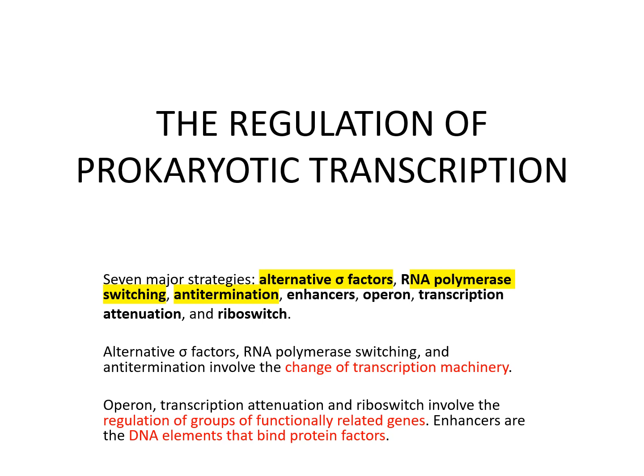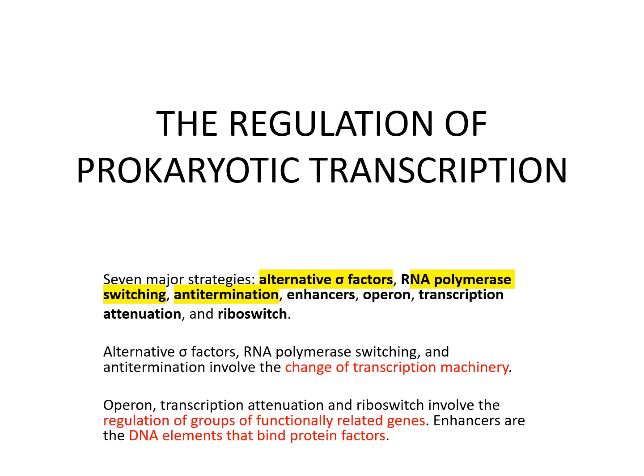Therefore, control of gene expression is essential to life. And for E. coli, there are several mechanisms, several strategies to regulate transcription. Here are the 7 major strategies: alternative sigma factors, RNA polymerase switching, anti-termination, enhancer, operon, transcription attenuation, and the riboswitch.